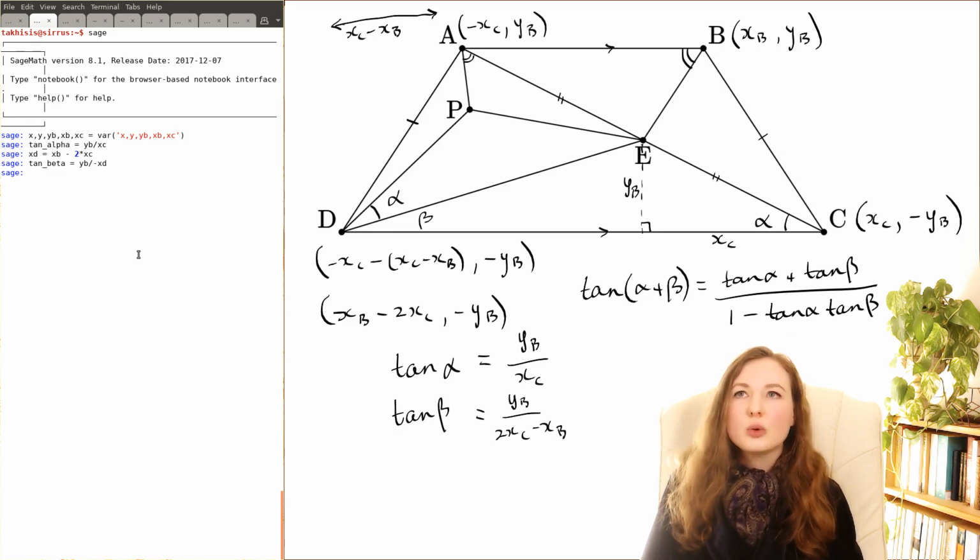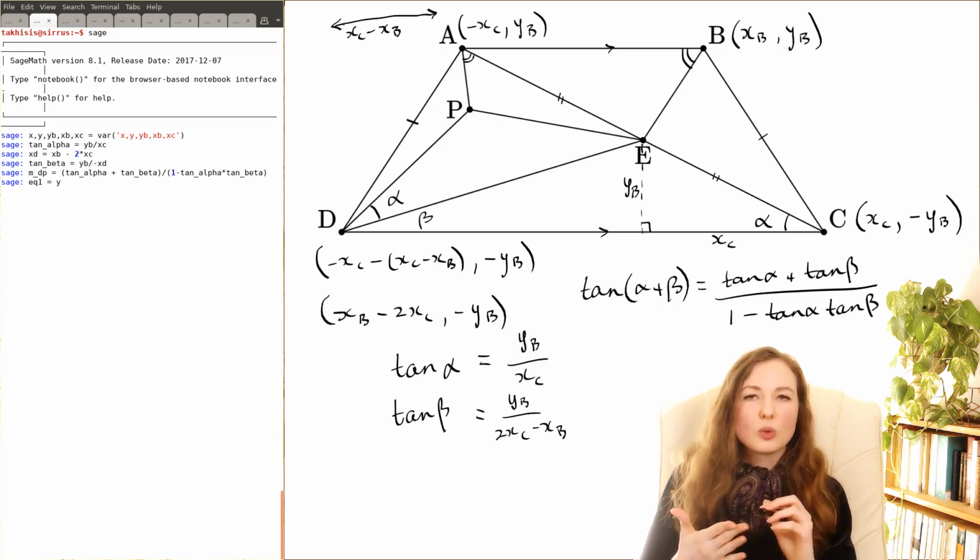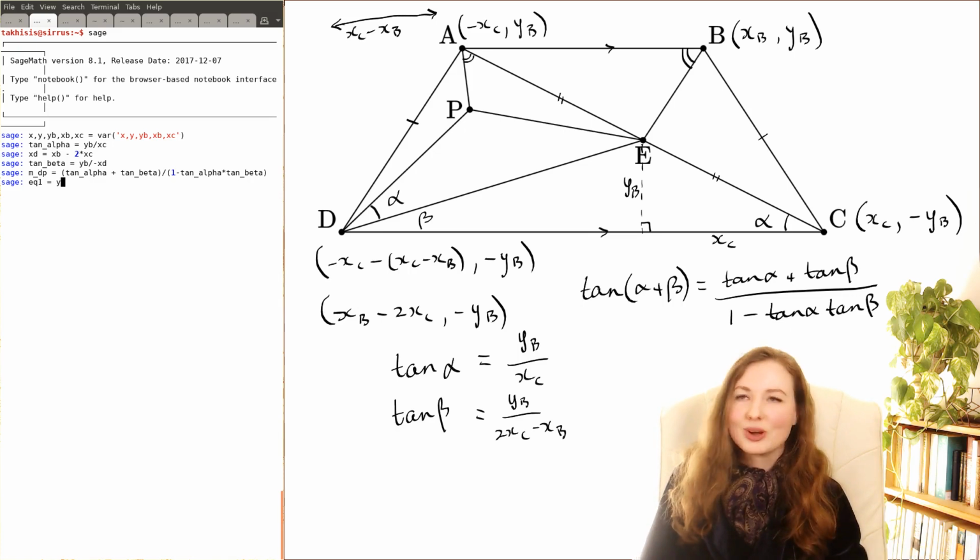Okay, so now we can define the slope of DP using that formula: tan alpha plus tan beta divided by 1 minus tan alpha times tan beta. And now we can define an equation for this line. So I'm going to say equation 1, it'll be like y minus y1 equals m(x minus x1).